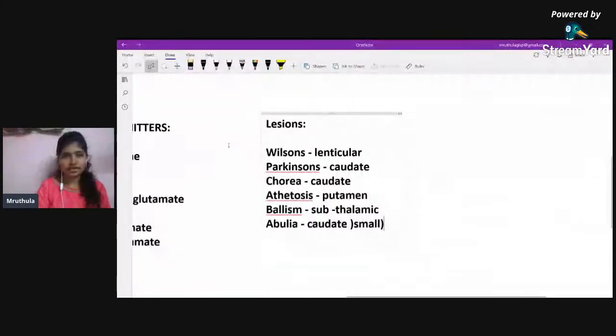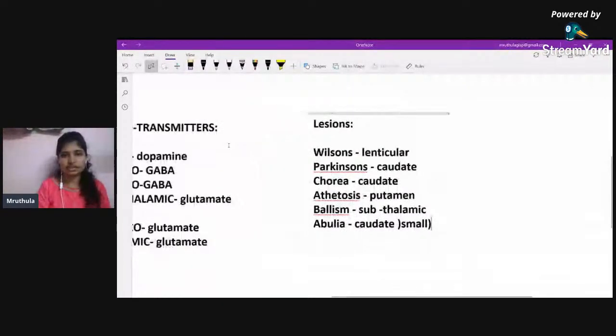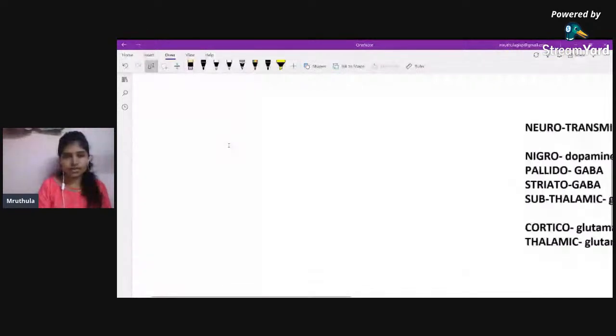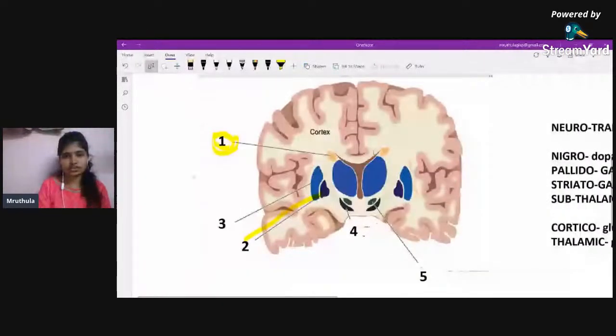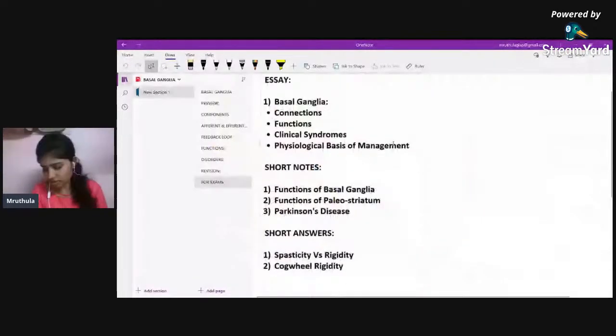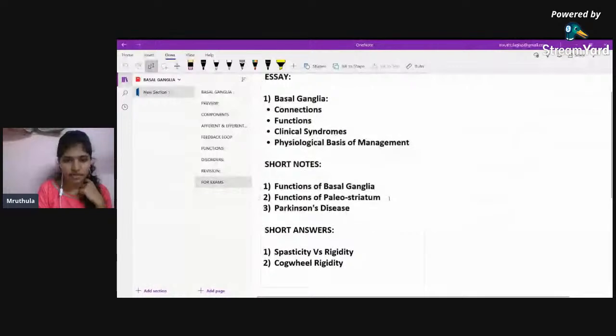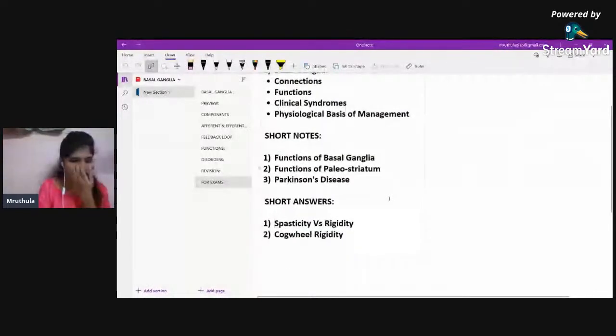So if you can just revise these 3, you need to know the components, the neurotransmitters, and the lesions. If you revise these 3 before an exam, you can write it really well. Right. So here's the list of important questions for you. The basal ganglia as a 10 mark question is very important in physiology. Then short notes also, there have been repeated questions from that. Then 1 mark is also asked in this topic, like spasticity, rigidity.